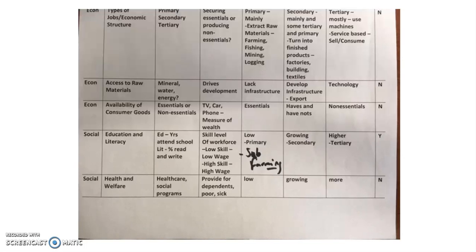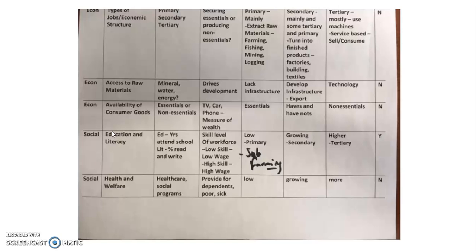In LDCs, they tend to lack infrastructure, so it doesn't really matter if they have the mineral, water, or energy. They don't have the infrastructure to extract it. In DCs, they're developing that infrastructure and they're exporting a lot of their mineral resources and their energy resources to drive their development. And then in MDCs, they're focusing mainly on technology to improve these mineral resources, the water, and the energy. And no, that's also not part of the HDI.